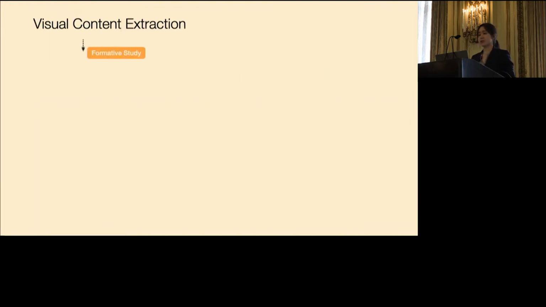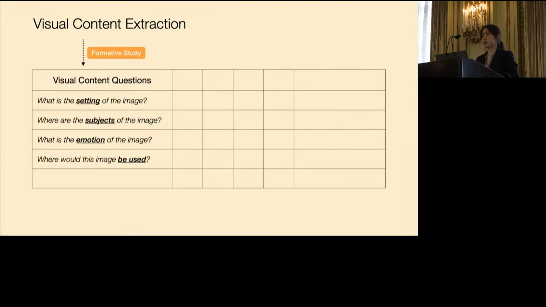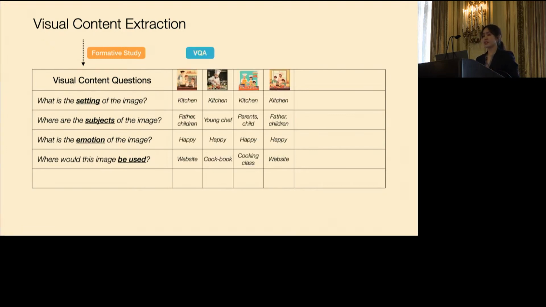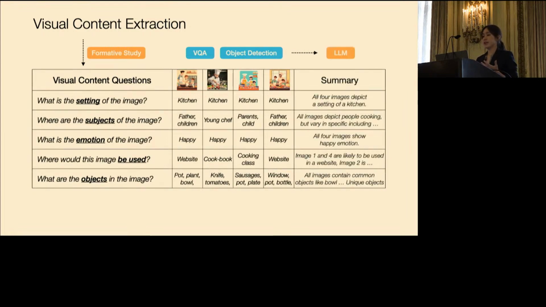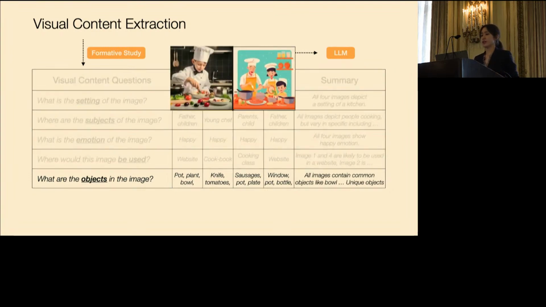As informed by the formative study, GenAssist also enables access to setting, subjects, emotion, and the likely use of each image, which are answered using a visual question answering model, and users can also access the objects in the image with an object detection model. Finally, when summarized using an LLM, users can notice that generated images all had different main ingredients, one image showing lots of vegetables and sausages in the next image.